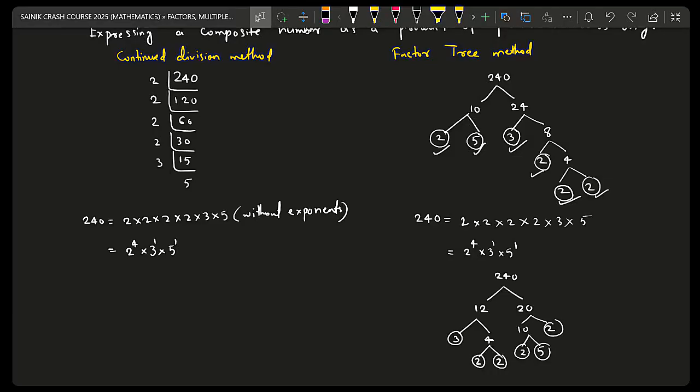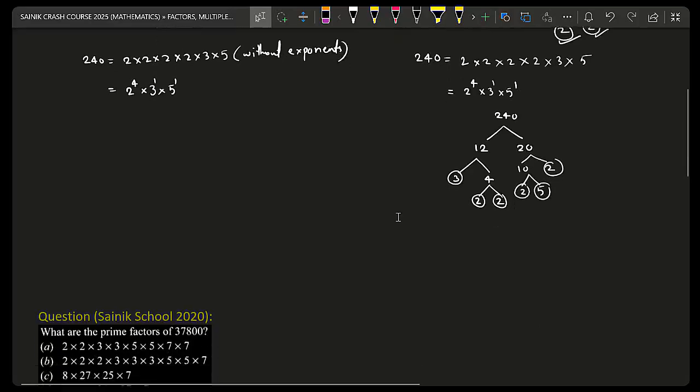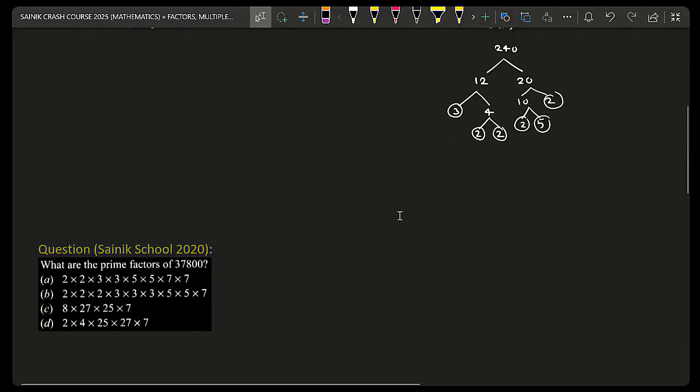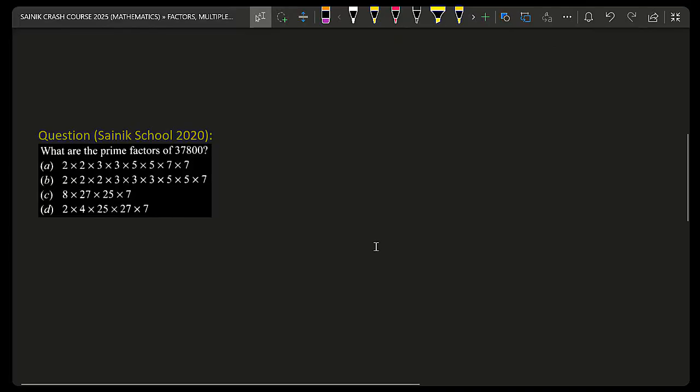Now, let's solve some questions based on prime factorization. All of you solve this question which came in the 2020 Sainik school exam. What are the prime factors of 37,800? Prime factorize this number and be ready with your answer. If you want to give the answer, you can raise a hand.